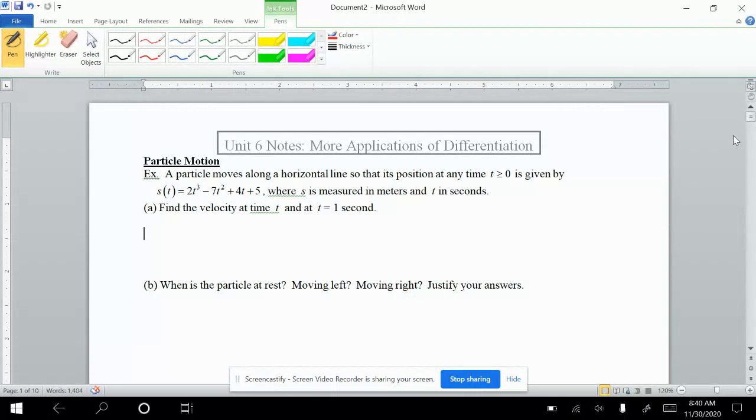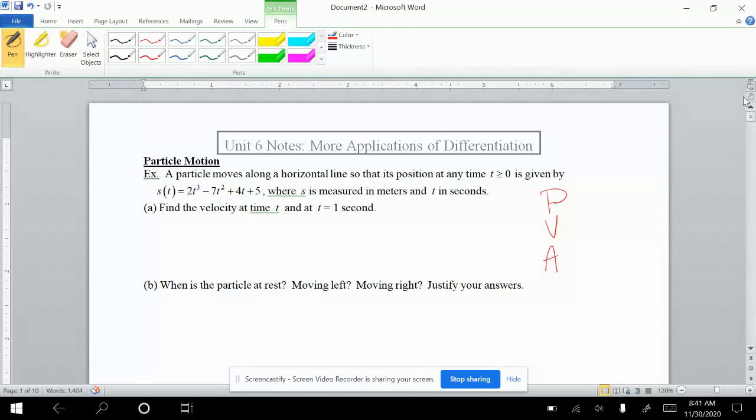The first thing I want to talk about is particle motion. When you're dealing with particle motion, you really have three different categories of motion. The first is your left-right movement, or wherever you're going in terms of your direction. That's your position function. Your second would be your velocity function. And then your third would be acceleration. A lot of times these are called PVA problems because that stands for position, velocity, acceleration.